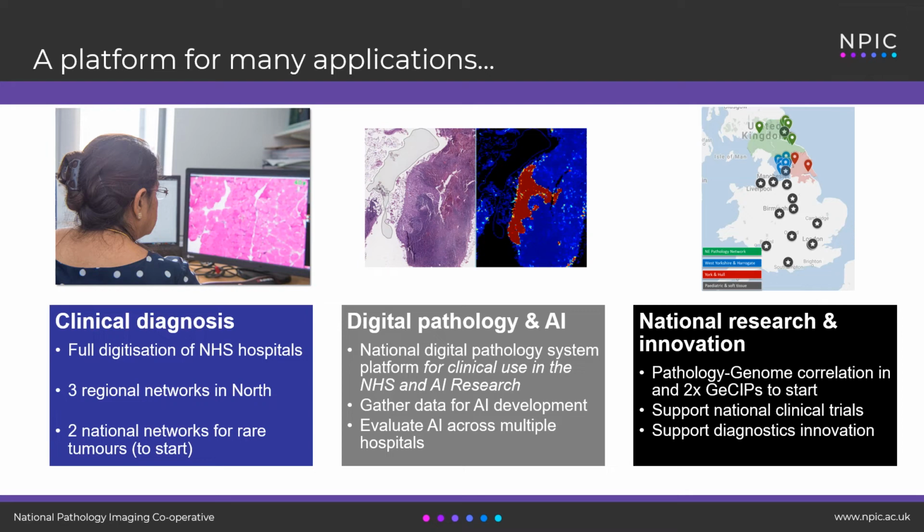Nationally, NPIC are leading the way in pathology and genomics correlation, and we are interested in establishing further links. Starting with our 2 national networks in paediatrics and sarcoma, the first of the 2 GSIP sites to be prospectively scanning, we will continue to lead innovation and practice, and we look forward to working with you to further scale our solution in both research and the deployment of digital pathology and AI.